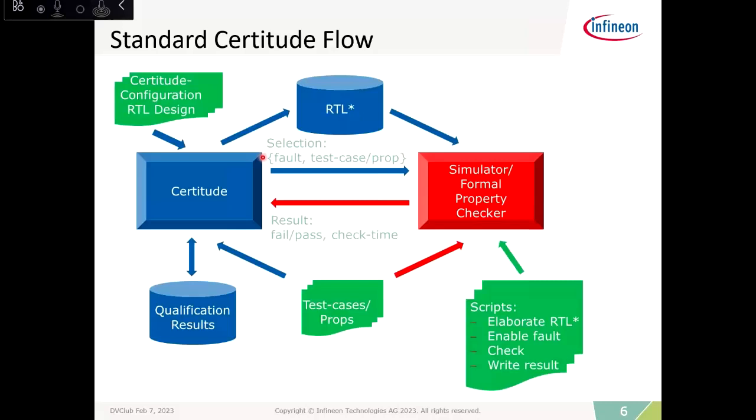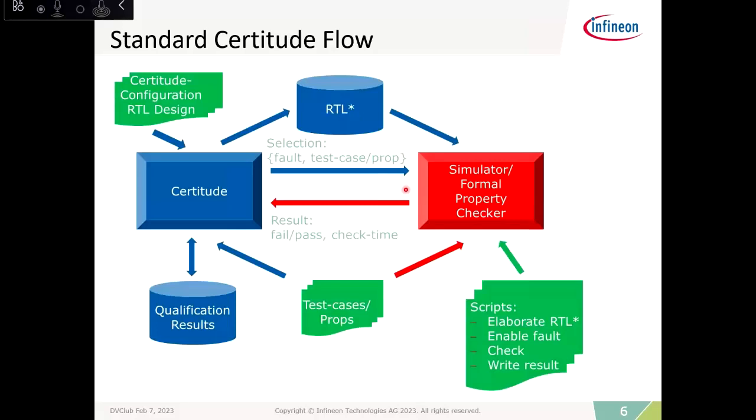Certitude then controls the detection phase by iteratively selecting fault-test case pairs or property pairs in order to reduce the potentially very high number of detection runs given by the number of test case or fault pairs. It needs to reduce this high number of detection runs, because each detection run takes at least as long as a normal regression run for each property or test case.